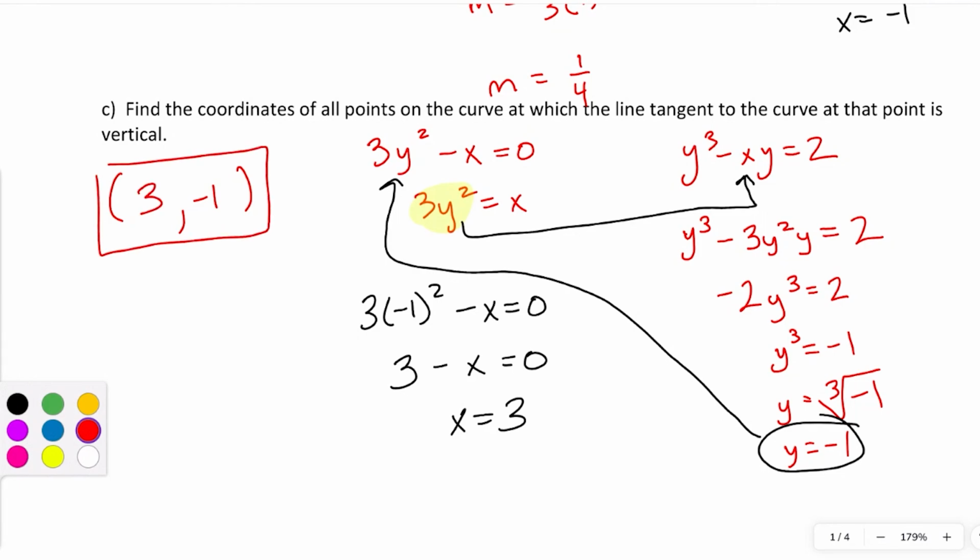And look at that. The calculus and the algebra agreed with the geometry. Isn't that great? It's nice when all those representations agree with each other. Any questions so far? All right, we're just getting started here, though.